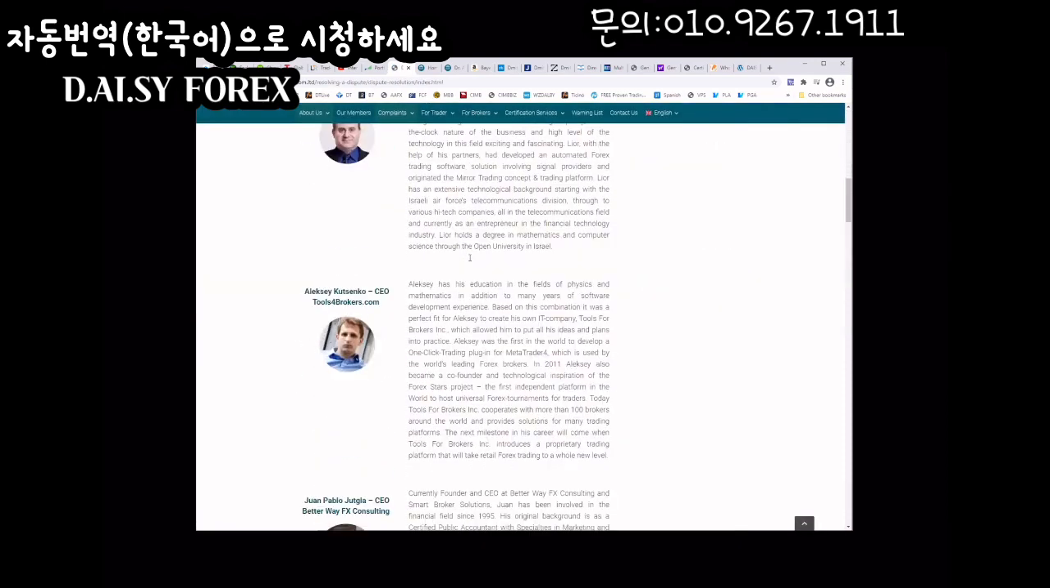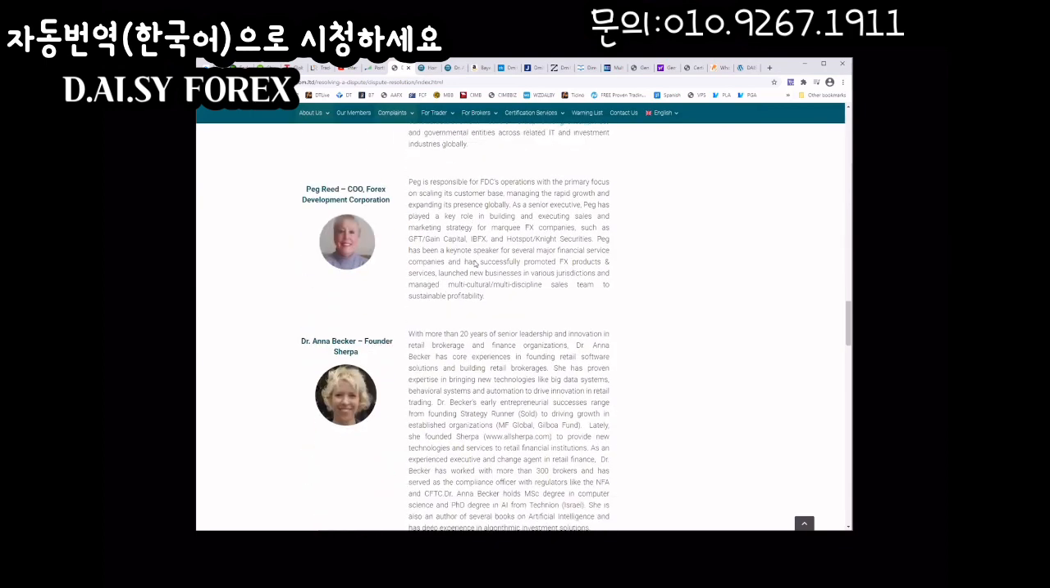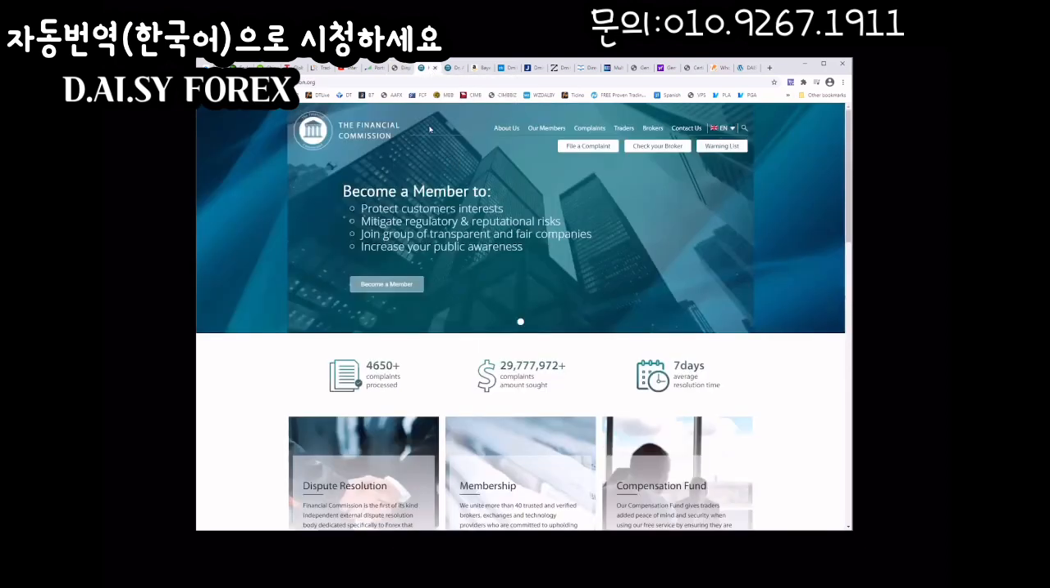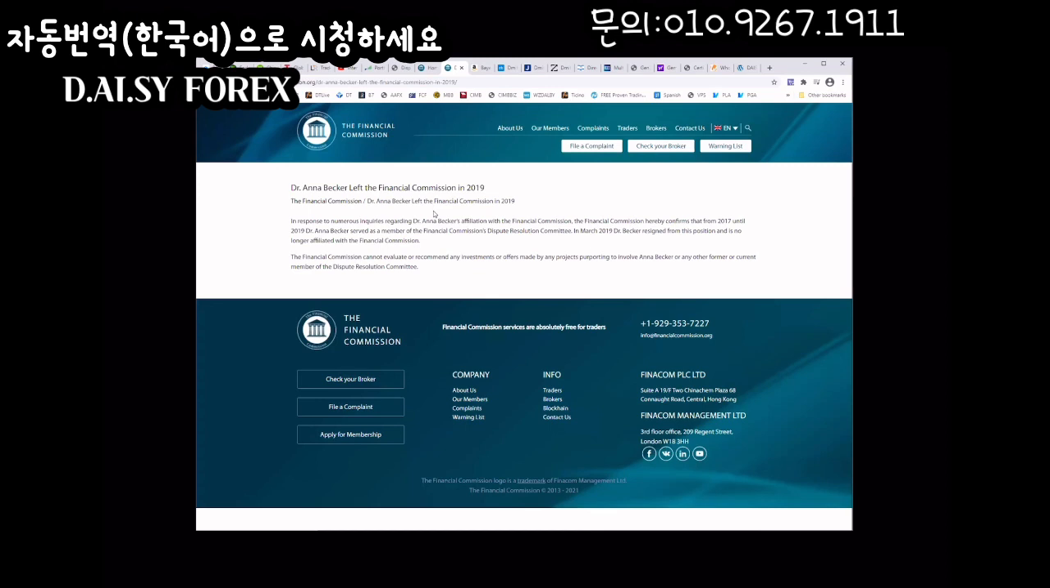We go down the page and we see that she is, let me just scroll to it, obviously with a little wilder hair at the time, she's involved in this industry body as part of the dispute resolution. That shows me participation and industry acknowledgement. So then I go to the Financial Commission and the same thing. Her CV tells me that she was involved in this particular organisation, an industry organisation designed to protect consumers. So I go here and I find that the Commission has issued a specific release saying in response to numerous inquiries, the Financial Commission here confirms that from 2017 until 2019, Dr. Anna Becker served as a member of the Financial Commission's Dispute Resolution Committee.